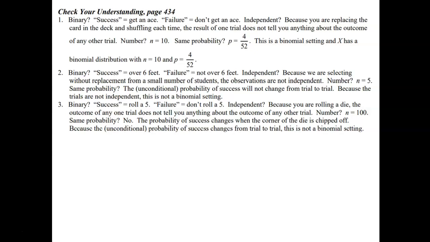Keep going. Number n equals 5, we did have that. Are they the same probability? The unconditional probability of success will not change from trial to trial, but because the trials are not independent, this is not a binomial setting, so we don't have to continue on and figure that out. That one's kind of harder for kids to understand.